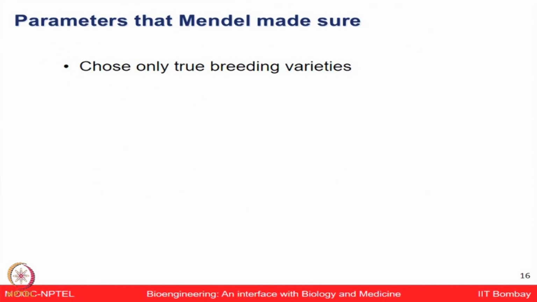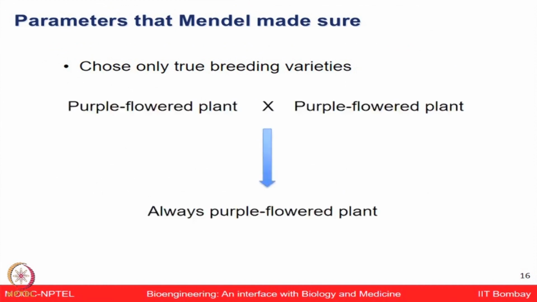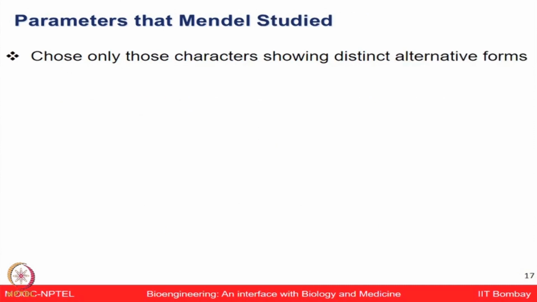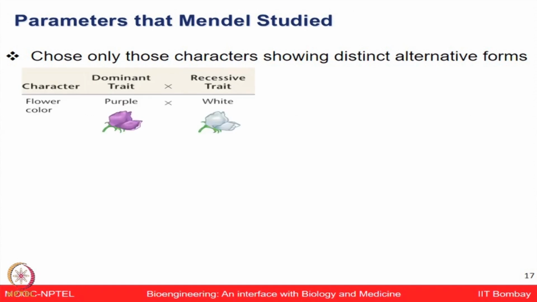As we talked about, he chose only true-breeding varieties. He was crossing them over multiple generations, only selecting those which showed the same pattern. And he selected only one characteristic at a time for his studies, having distinctive alternative forms. So for example, purple versus white color of the flower. That is one characteristic he tried to study. We already talked about some part of that.